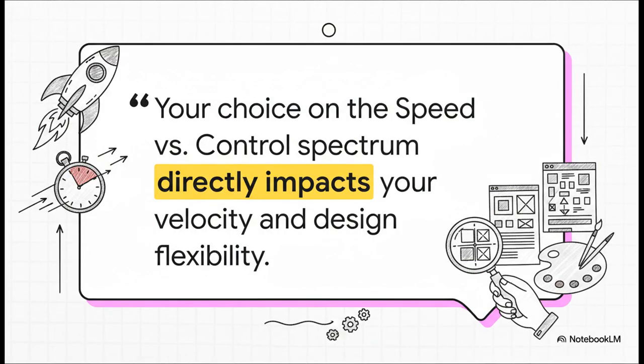Now for step 2, and this is the big one. You have to consciously decide where you need to be on that spectrum. This is the crucial trade-off. Is your number one priority getting an MVP out the door by the end of the month? Then you have to lean towards speed. Or did your design team just hand you a pixel-perfect, totally unique design that is absolutely not negotiable? Well, then you have no choice. You have to prioritize control.